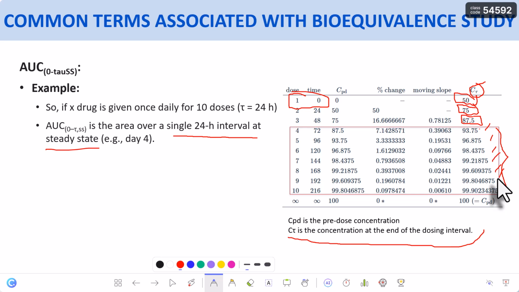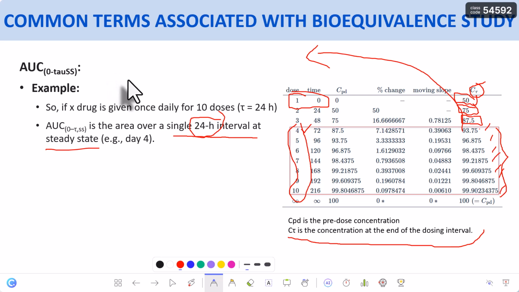So after which dose have you found the steady concentration or steady state? I think beyond the fourth dose, right? Beyond the fourth dose. The fourth dose means the fourth day, because our dosing interval is 24 hours. So the area under the concentration curve at the fourth day can be called the AUC 0 to tau SS.